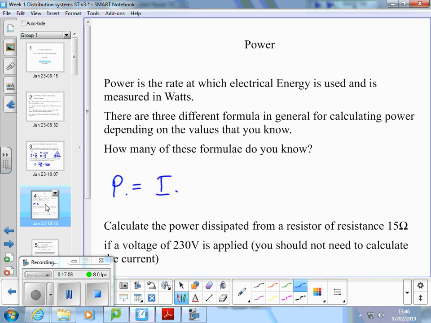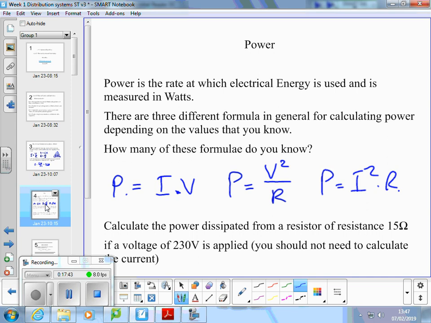P equals I times V. Yeah? Current times voltage. Alright? Who's going to give me another different one? Yeah? P is equal to V squared divided by the resistance. Yeah? And the third one? Yeah? P equals I squared R. Same thing.